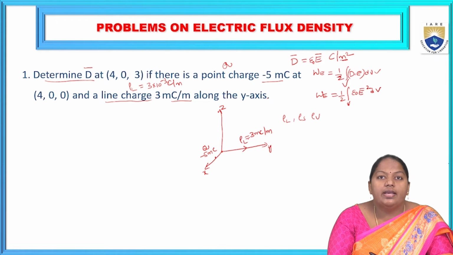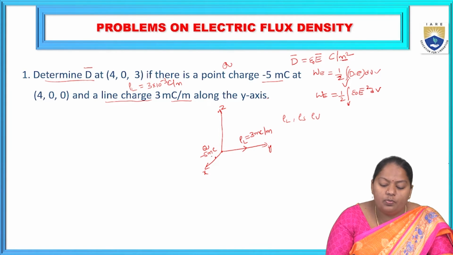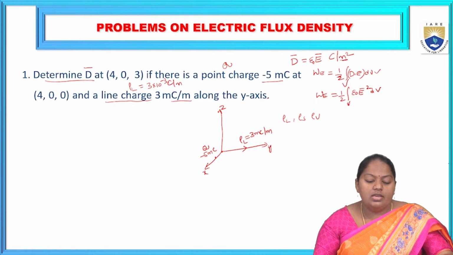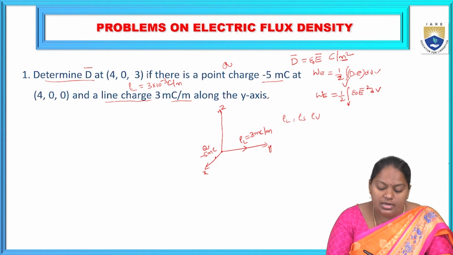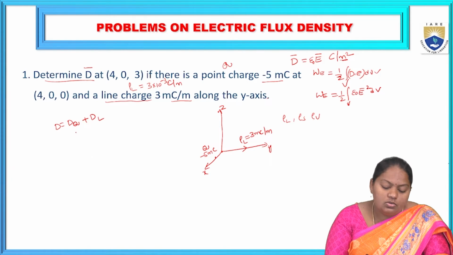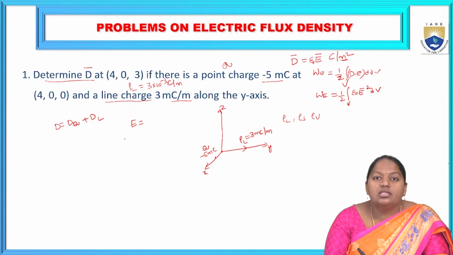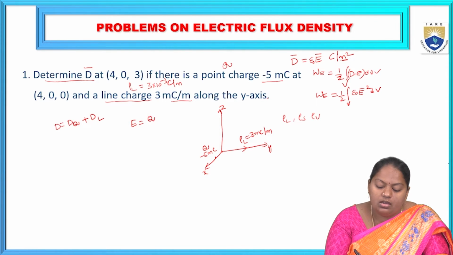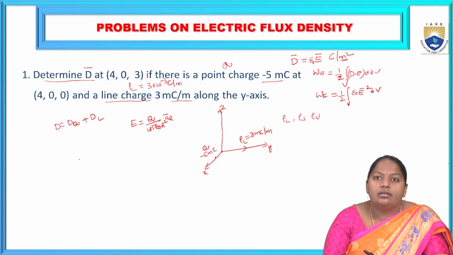Now we want to evaluate the electric flux density D due to the point charge as well as the line charge. The total electric flux density D is given by D equals DQ due to the point charge plus DL due to the line charge. In general, the electric field intensity E due to a point charge is given by E equals Q by 4 pi epsilon naught r square into AR.